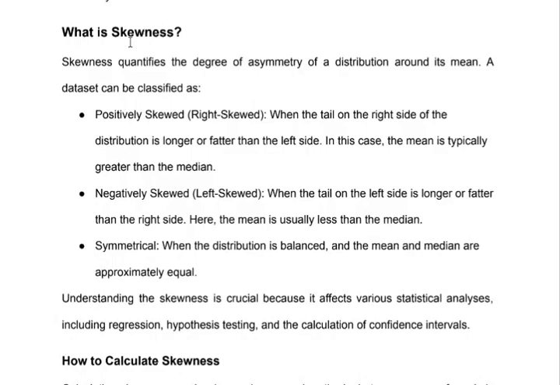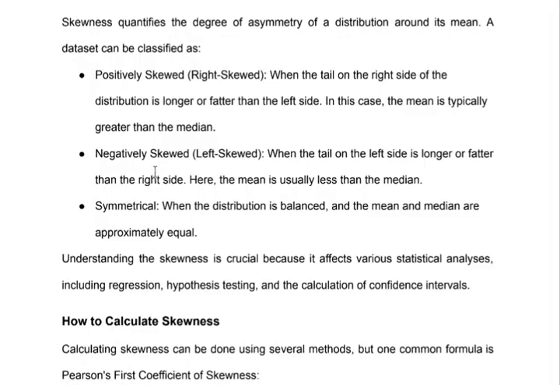What is skewness? Skewness quantifies the degree of asymmetry of a distribution around its mean. A dataset can be classified as positively skewed, when the tail on the right side of the distribution is longer or fatter than the left side. In this case, the mean is typically greater than the median. Negatively skewed, when the tail on the left side is longer or fatter than the right side. Here, the mean is usually less than the median. Symmetrical, when the distribution is balanced and the mean and median are approximately equal.